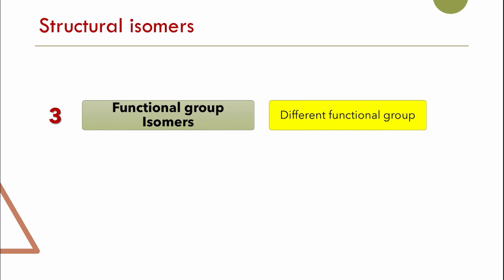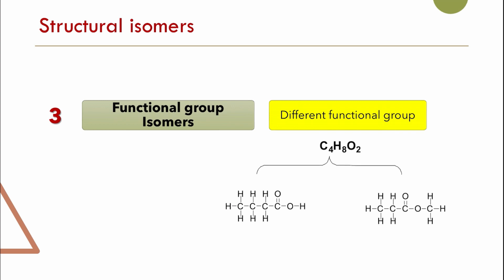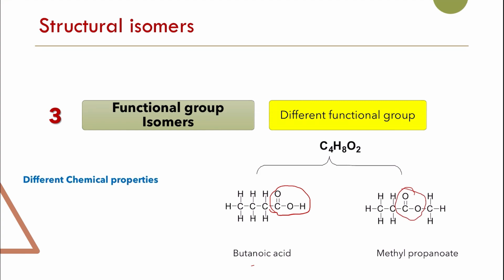The third type of isomers is the functional group isomer, where in this case the different compounds are going to have the same molecular formula but different functional groups. For example, C4H8O2, we could have the first one, which is butanoic acid. The functional group here is carboxylic acid, or we can have methyl propanoate, which has the ester functional group. So these two will have different chemical properties now because they have different functional groups. However, they also still have different physical properties because they are completely different compounds.